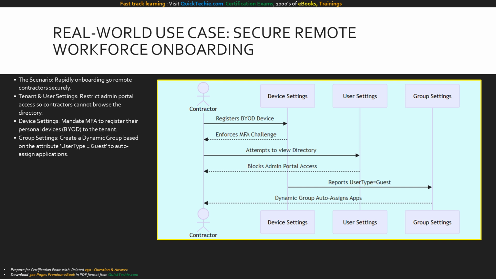In this final sequence diagram, we watch the contractor's journey. The contractor first interacts with device settings to register their laptop and is immediately hit with an MFA enforcement challenge. Once authenticated, if they try to snoop around, user settings intercepts and blocks their access to the admin portal. Meanwhile, the system recognizes their user type as guest, which triggers our group settings. The dynamic group automatically provisions their applications. Security and productivity, perfectly balanced.